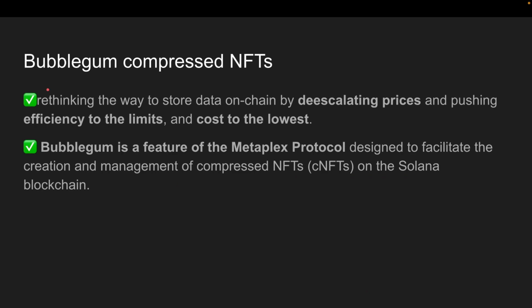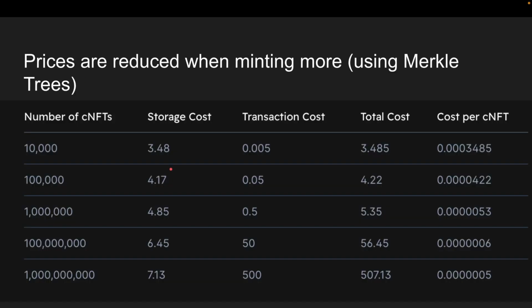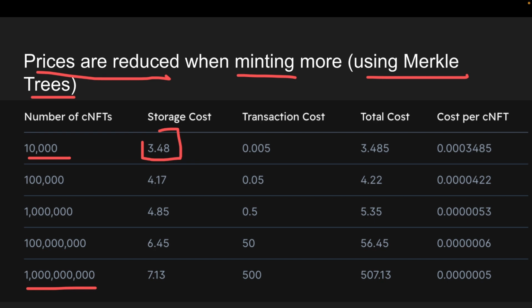Bubblegum compressed NFTs: rethinking the way to store data on-chain by de-escalating prices and pushing efficiency to the limits and cost to the lowest. Bubblegum is a feature of the Metaplex protocol designed to facilitate the creation and management of compressed NFTs. Prices are reduced when minting more, using Merkle trees. As the number of mints increases by allocating a bigger Merkle tree, the storage cost decreases exponentially, lowering the total minting cost per NFT, making them possible for video games and new Web3 economics.